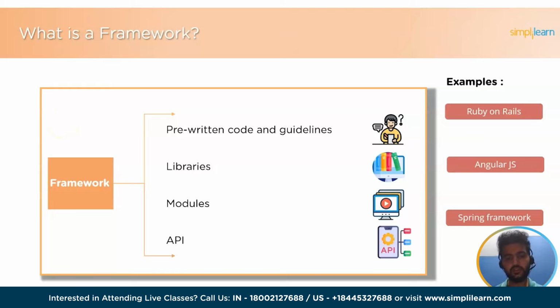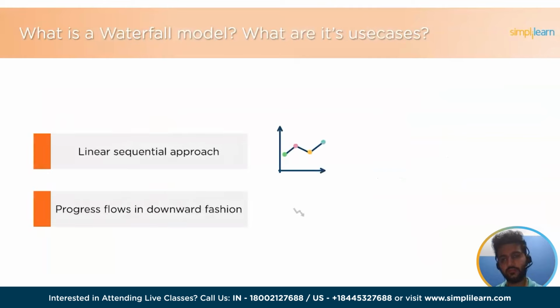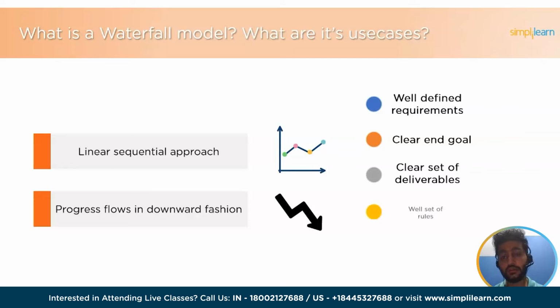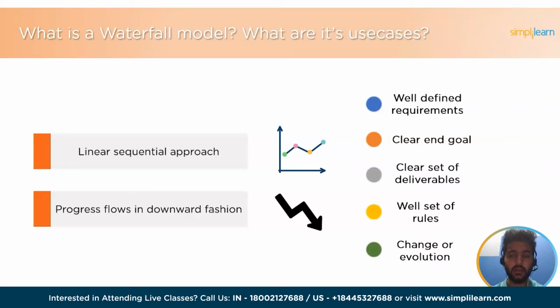Examples of popular frameworks include Ruby on Rails, AngularJS, and Spring Framework. Now coming to the second question, which is what is the Waterfall model and what are its use cases? So the Waterfall model is a software development lifecycle model that describes a linear sequential approach to software development. The model is named after a waterfall because it describes a process where progress flows in a downward or linear fashion through the phases of a project, much like a waterfall cascading down a mountain.